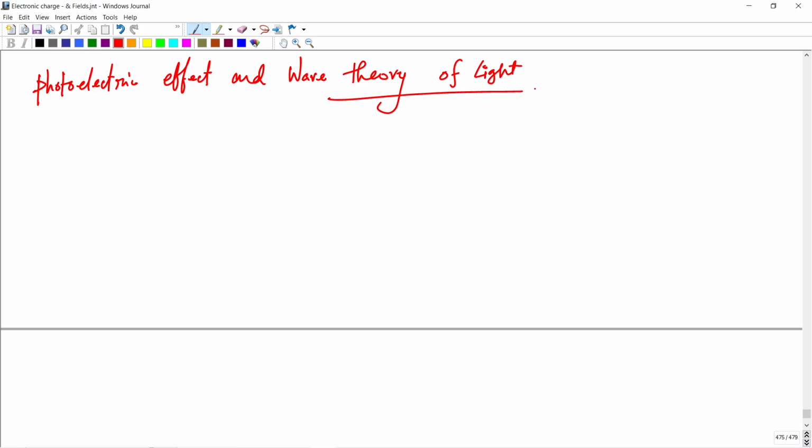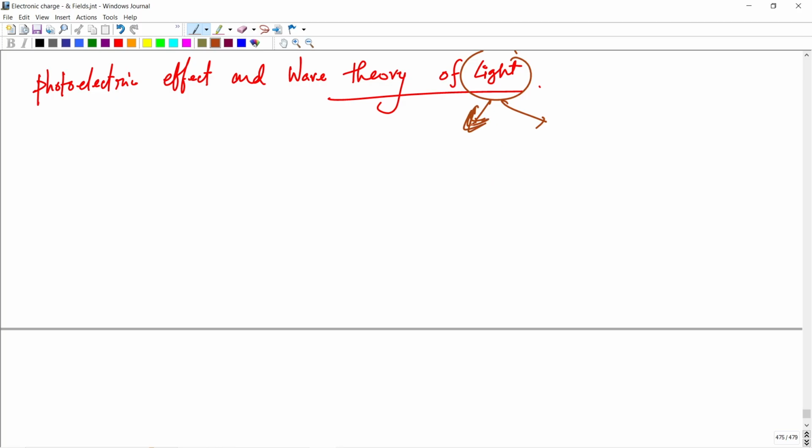In the previous class we discussed the photoelectric effect. What is the photoelectric effect? We know that concept. Here we know that light has a dual nature: one is wave nature and the other is particle nature. The wave nature we have studied.